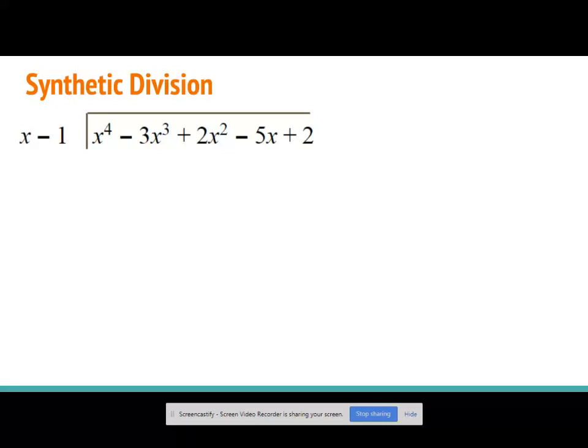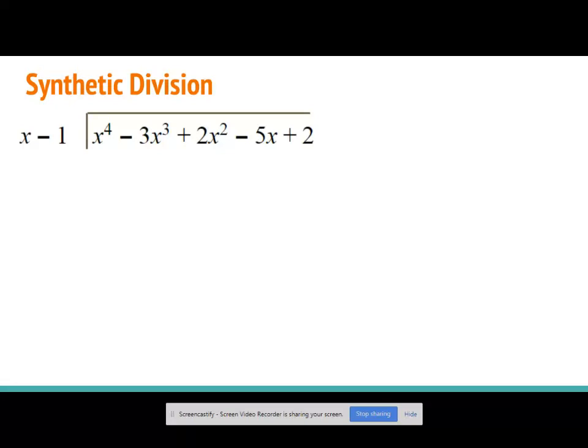As we do more examples, and as I show you a side-by-side of synthetic and long division, I'm hoping you'll at least see where it comes from. You will be asked on the test to do one problem with synthetic division, and one problem with long division. So you need to be at least familiar or capable of doing both, regardless of which one you prefer.